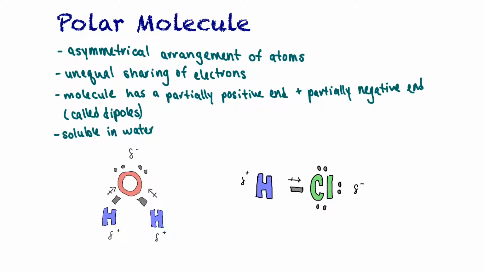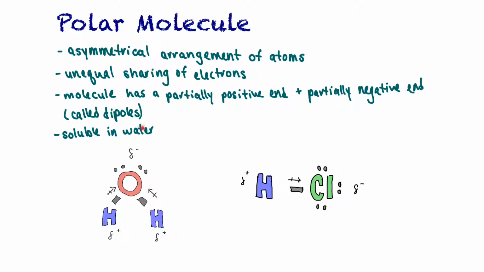Polar molecules, on the other hand, have an asymmetrical arrangement of atoms. Because of that, there's an unequal sharing of electrons or of electron pairs, or there's lone electron pairs, and the molecule will end up with a partially positive end and a partially negative end. And these are called dipoles. And polar molecules are soluble in water because of this unequal arrangement.